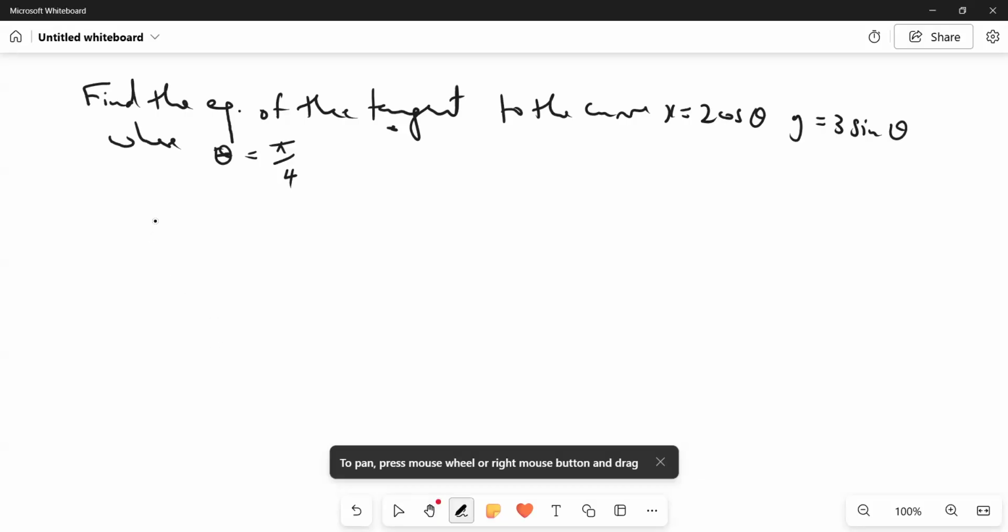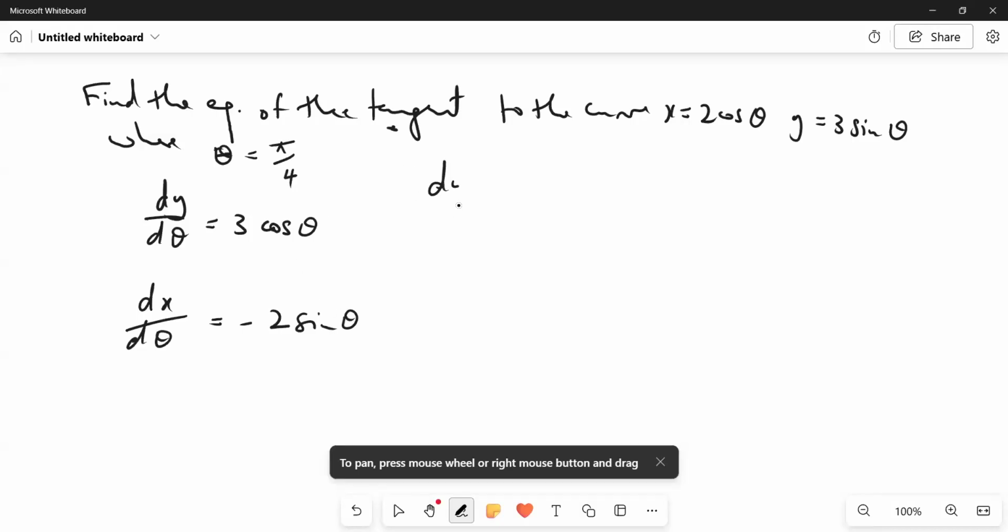Good. So from this, what do we have? dy/d theta will be 3 cos theta. And dx/d theta is equal to minus 2 sine theta. So dy/dx is going to be 3 cos theta over minus 2 sine theta.